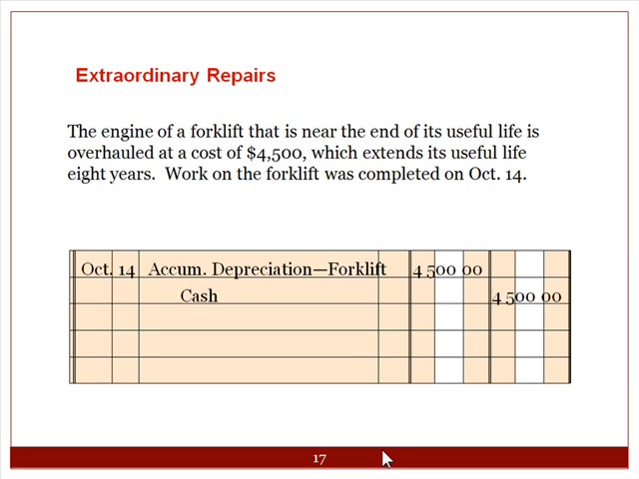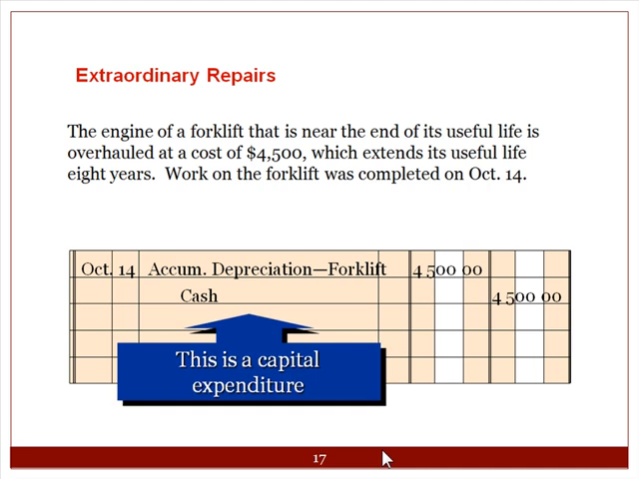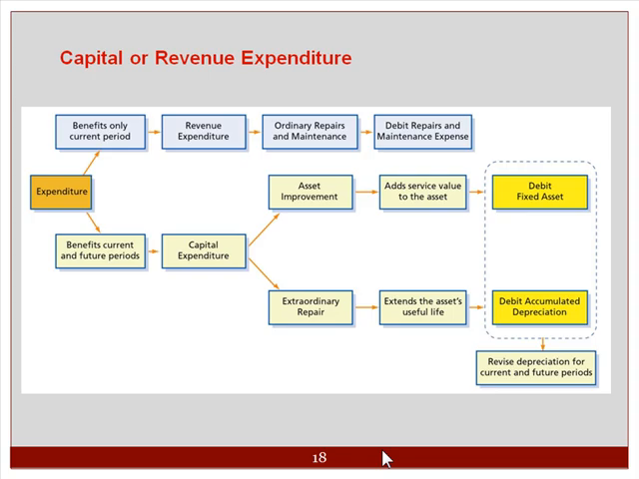So you're actually going to take it out of accumulated depreciation and pay for it because you're extending the useful life for an extraordinary repair. Here's a nice little diagram when you print out your slides. This one I think helps you understand.